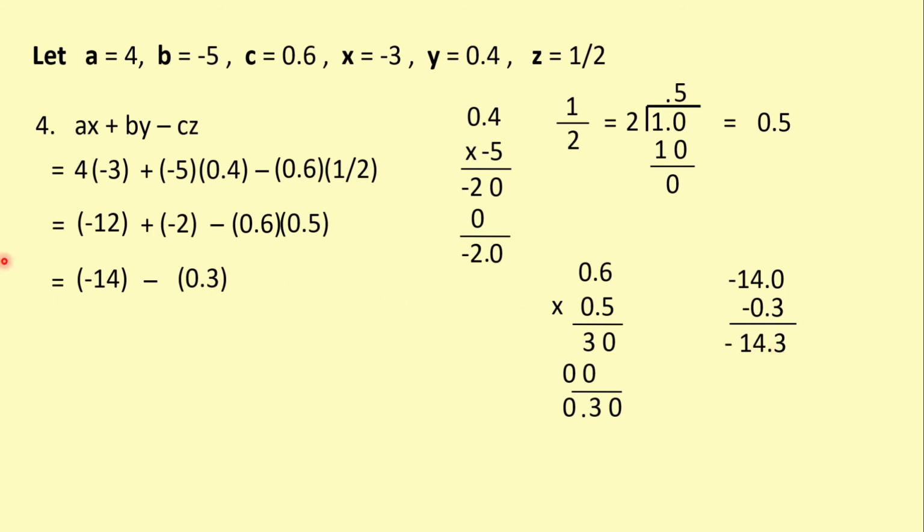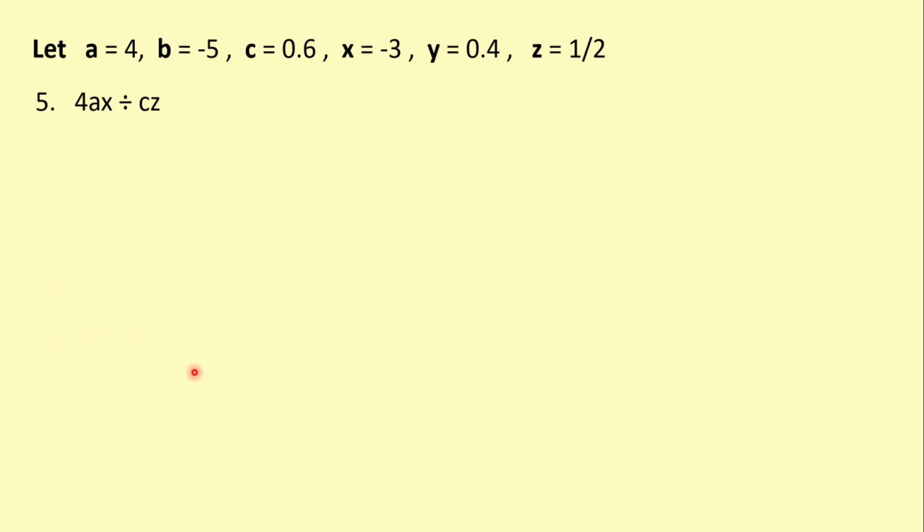Okay, same silang negative, so ulitin lang natin and copy natin yung sign. Negative 14.3 is the final answer. And number 5, ito, division na siya, no? 4ax divided by cz, or pwede natin siyang isulat ng ganito. Then substitute lang ulit yung value.